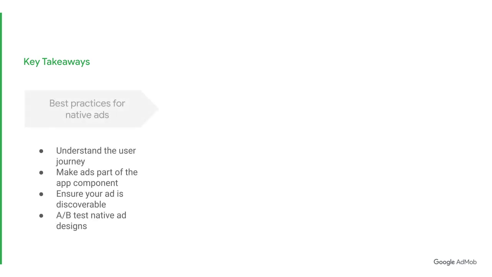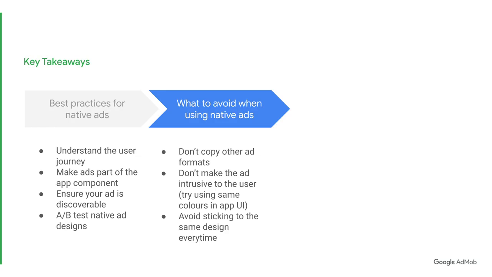And that concludes the second part of our native ads two-part series. To recap, understand the user journey and make the ad an integrated part of the user experience. Don't use native ads to copy other ad formats, as this could violate Admob policies. Don't make the ad look intrusive to the user. Try using the same colors of the app UI, and don't stick to the same design all the time.